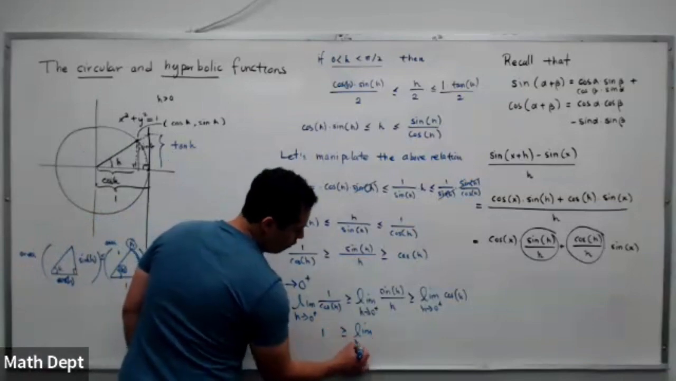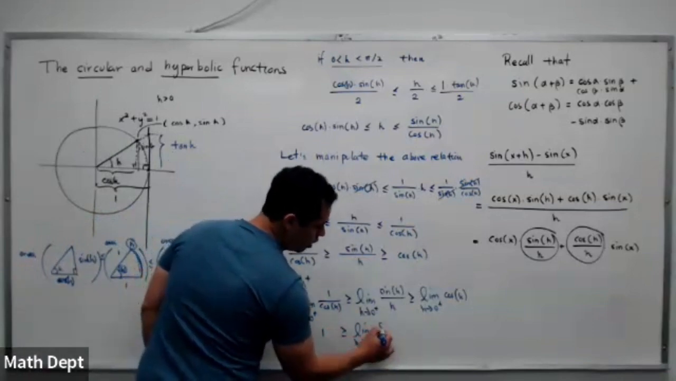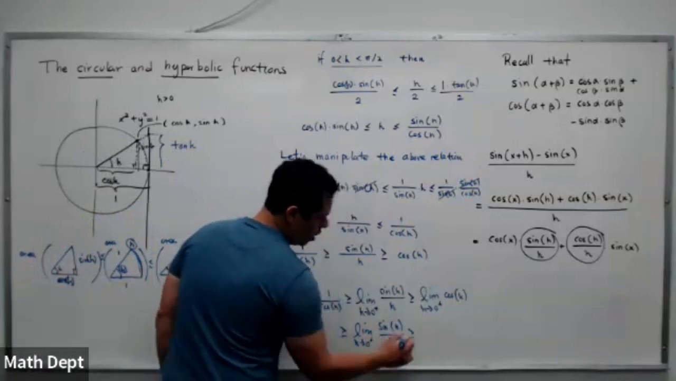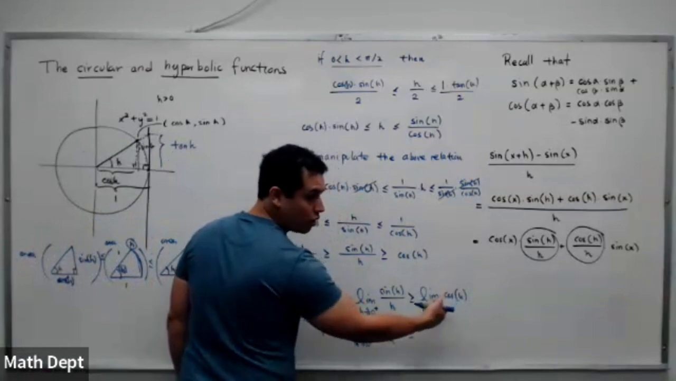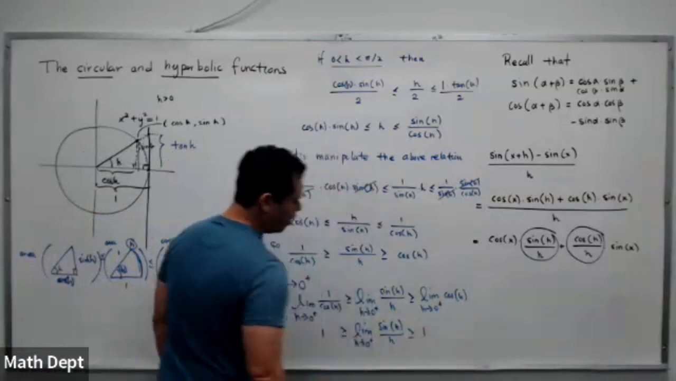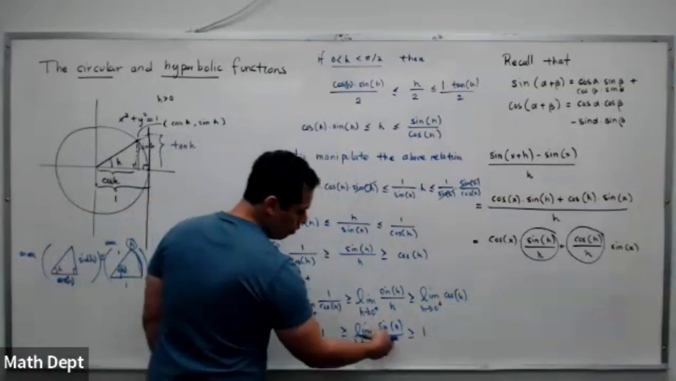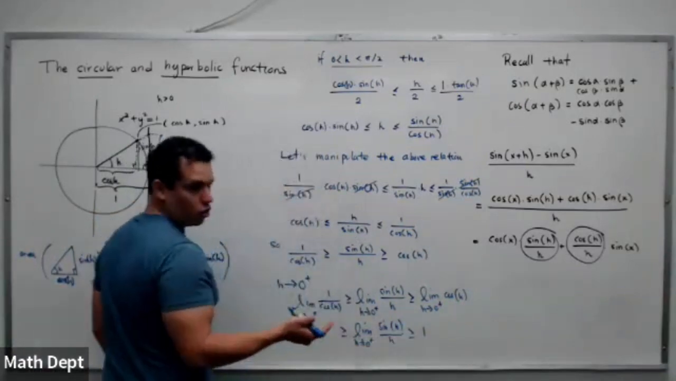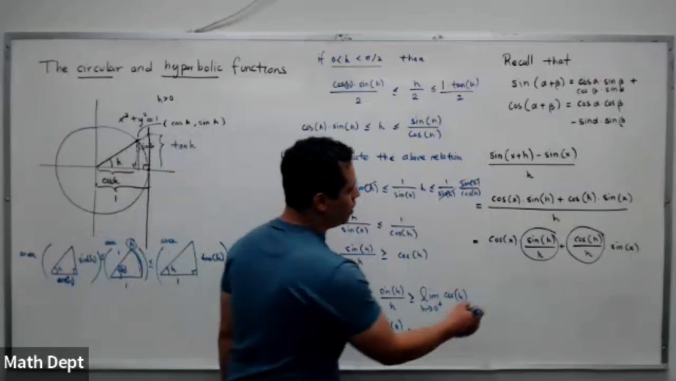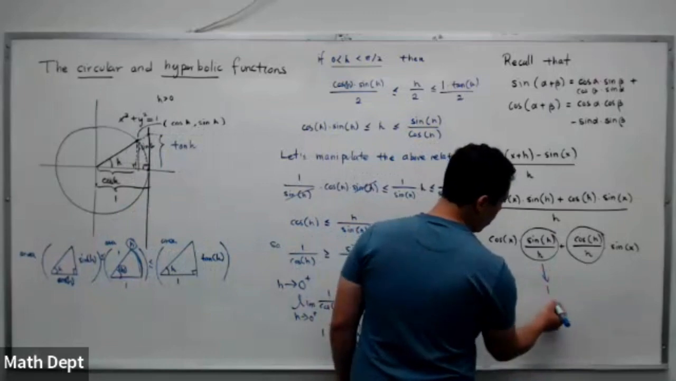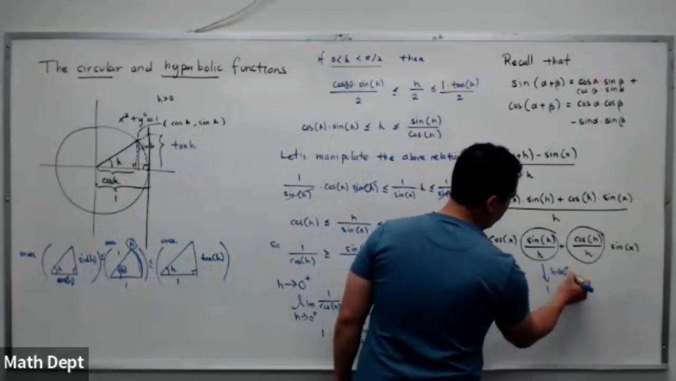This limit, I have no idea what it is, so just write it the way it's written. And this one evaluates to the cosine of 0, which is 1. So that means that this number, whatever it is tending to, is squeezed between 1 and 1. So the limit is 1. That means that this expression tends to 1 as h tends to 0 from the right.